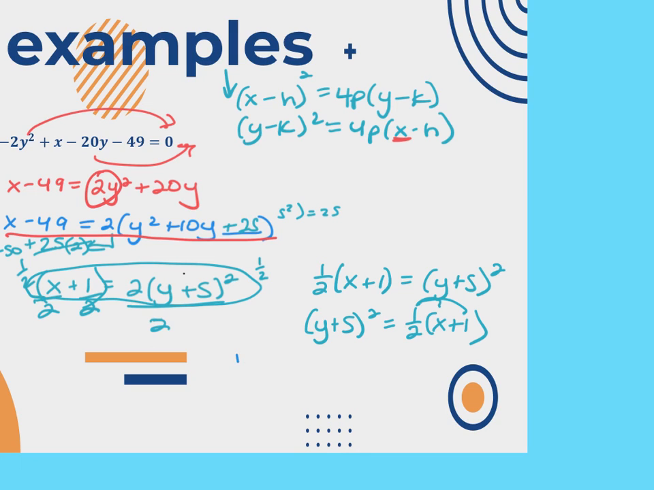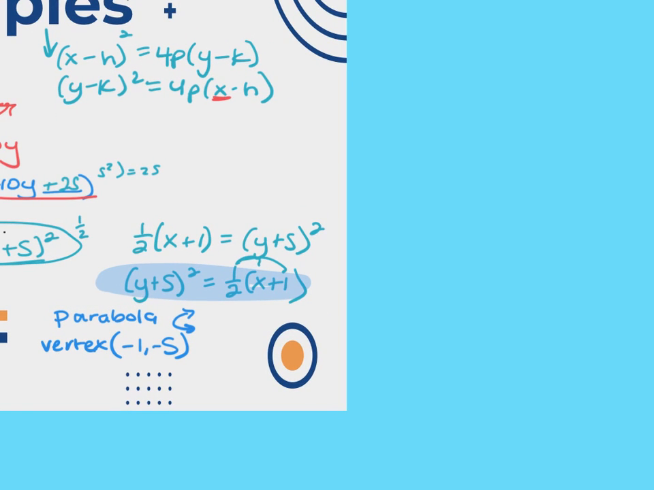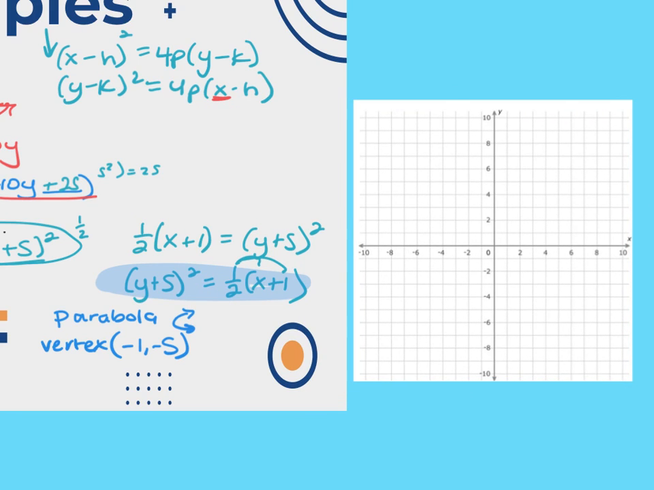So now this is a parabola. So here's my standard form. The y is squared at positive 4p, which means it's facing to the right. My vertex is -1, -5. My 4p is 1/2. If I divide by 4 and multiply by a fourth, that means that p is 1/8.